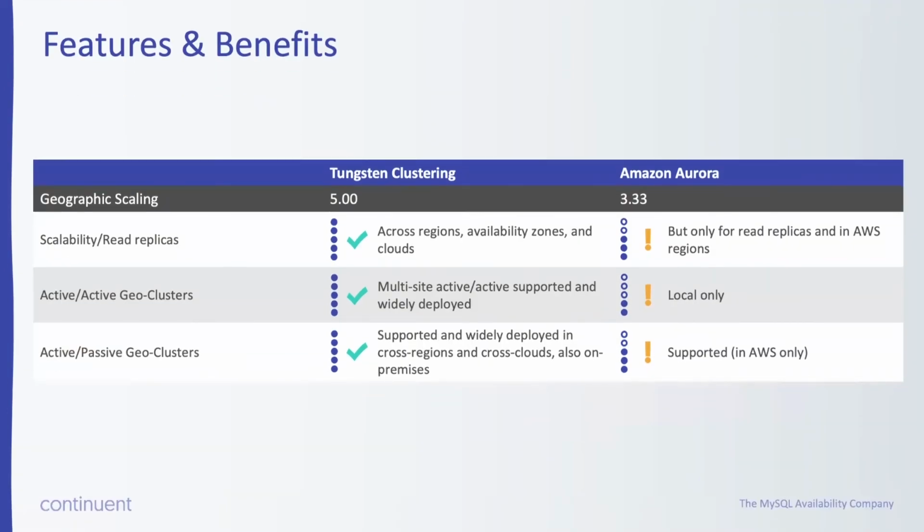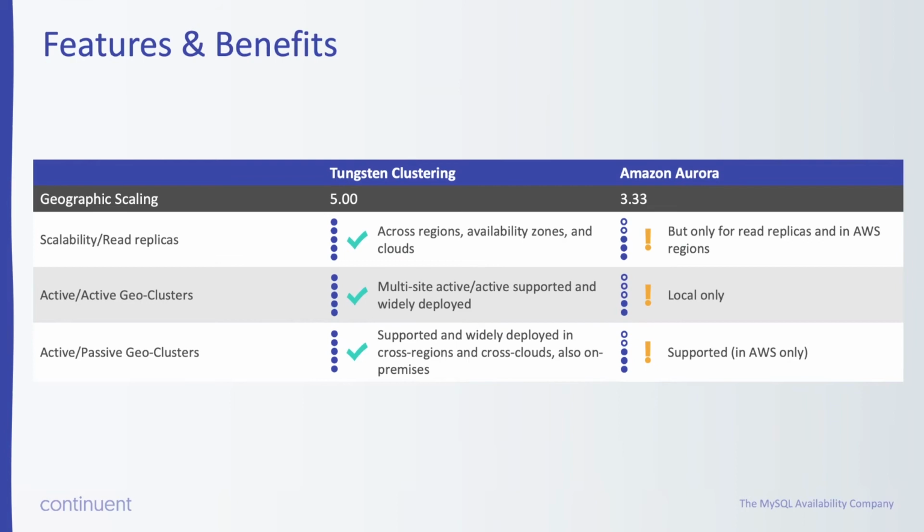On the geographic front, this is where, again, Tungsten Clustering really shines. It's made to be geographically distributed, right? Read replicas can span regions, sites, availability zones, and even clouds. Amazon Aurora, obviously, the read replicas are going to be within AWS only. Active geo-deployed clusters, Tungsten Clustering again supports this, and it's been in the product for years. And we support active clusters, whether it's in the cloud, on-prem, or hybrid cloud or multi-cloud.